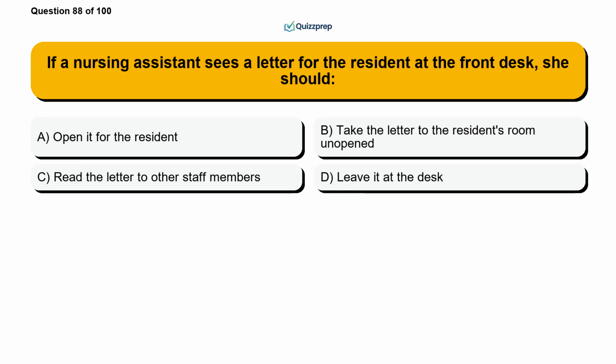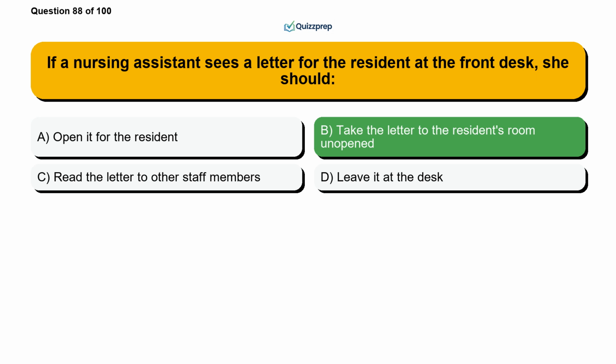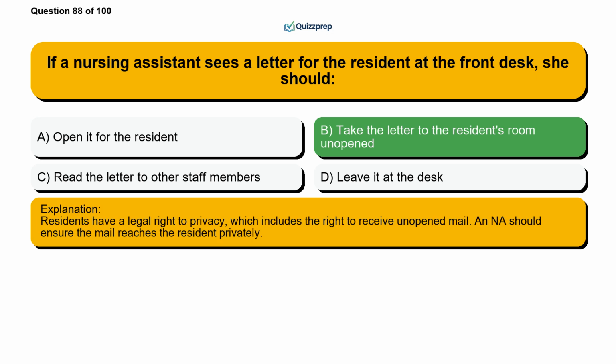Question 88. If a nursing assistant sees a letter for the resident at the front desk, she should, option A, open it for the resident. Option B, take the letter to the resident's room unopened. Option C, read the letter to other staff members. Option D, leave it at the desk. The correct answer is option B. Take the letter to the resident's room unopened. Residents have a legal right to privacy, which includes the right to receive unopened mail, and NAs should ensure the mail reaches the resident privately.